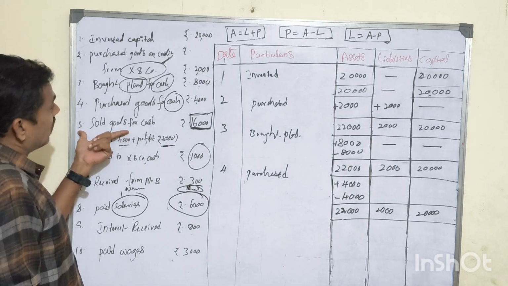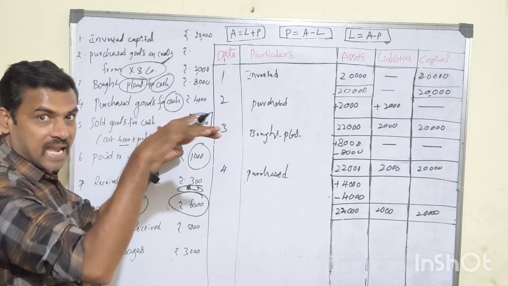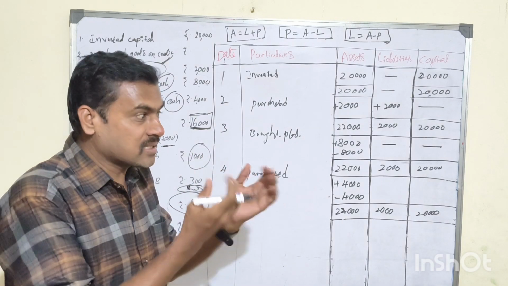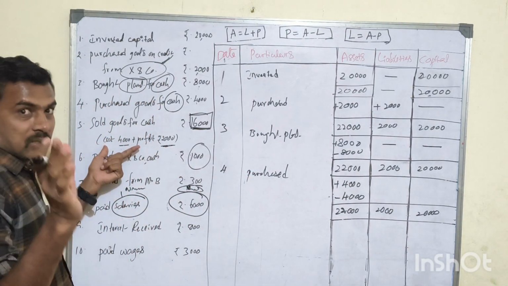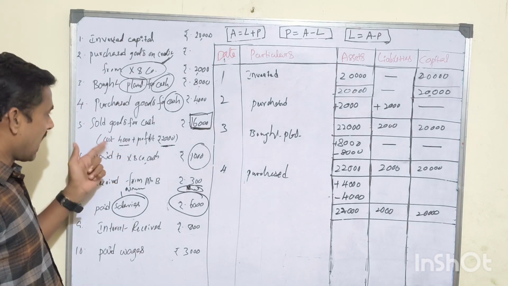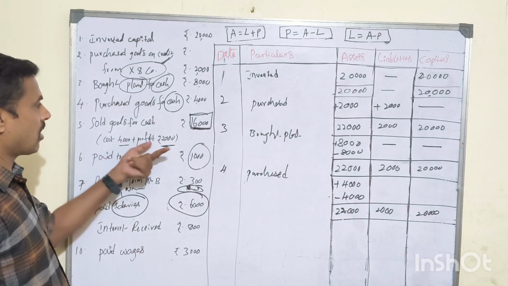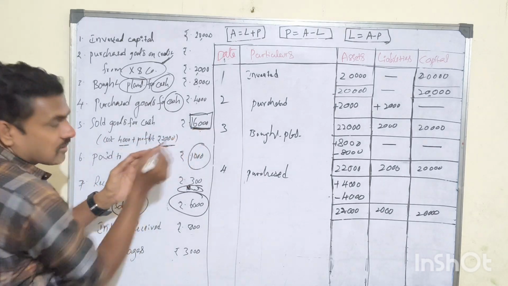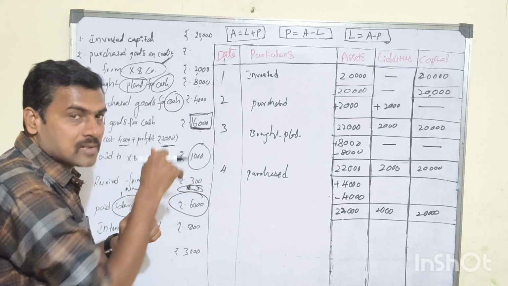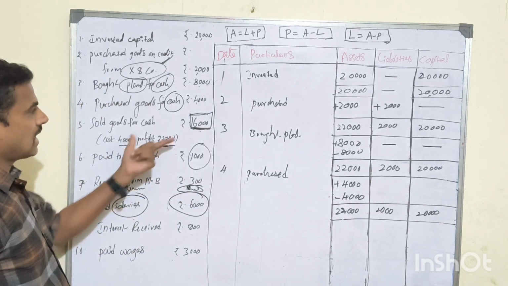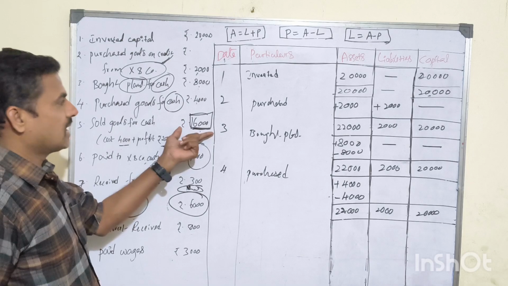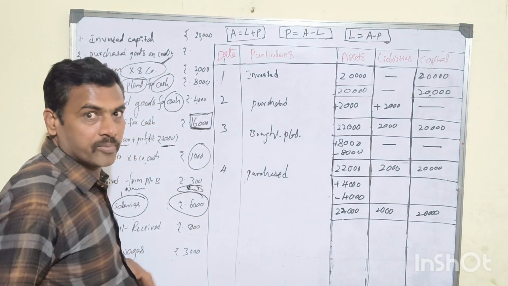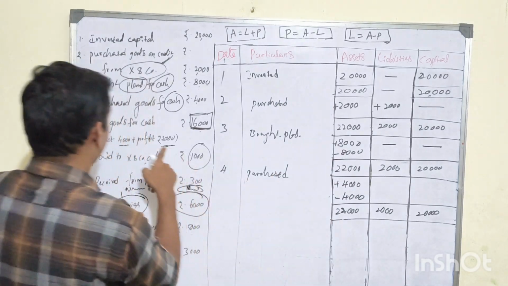Let's record the other one. Interesting one. Sold goods for cash. When the company is selling goods, what is coming to the business? Cash is coming to the business. Also, they have given a condition in a bracket: cost of rupees 4,000, profit is 2,000. That means the total revenue is 6,000. That revenue consists of cost also, right? Basically, when sales are happening on cash basis, what is coming in? Cash. The nature of it is asset. Under asset, let's record it.